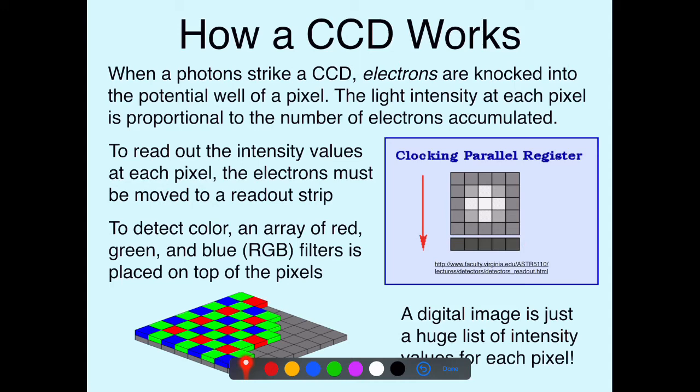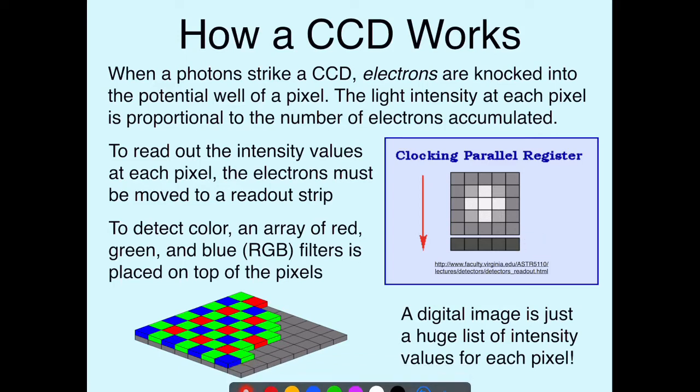So here's how that works. First, we're going to move each of these rows of pixels down into this region, which is called the readout strip. Then once they're moved here, they're going to be moved to the right into what's called the output amplifier. And that's what actually reads out the number of electrons in each pixel. So we have to take each pixel one by one and read out how many electrons are stored there.